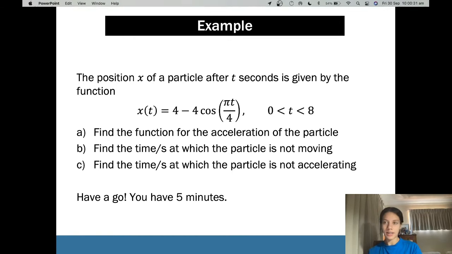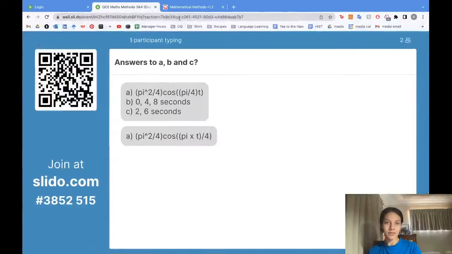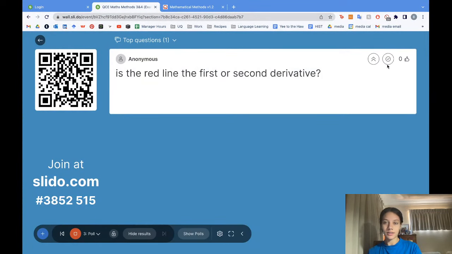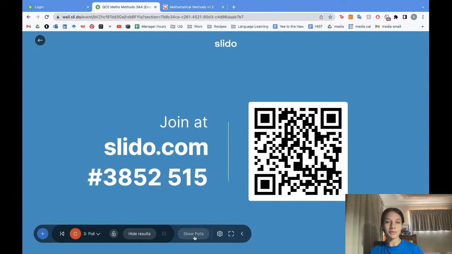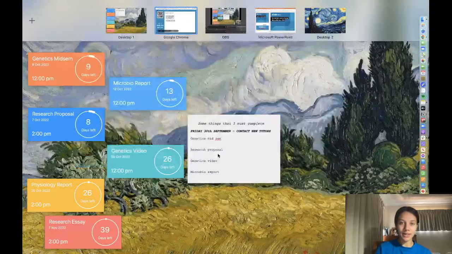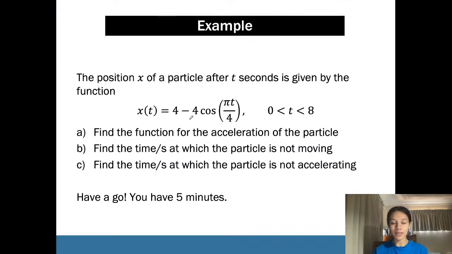Alrighty, cool. I think it is about 10 o'clock. Got a few answers. Very cool. Hopefully that answers the question. So the red line was just the original function before. 0, 4, 8, 2, and 6. Cool. Got the same for the top one, I believe. Alright, awesome. So keep submitting your answers and I'll start explaining each bit.